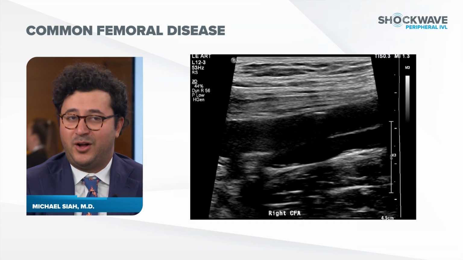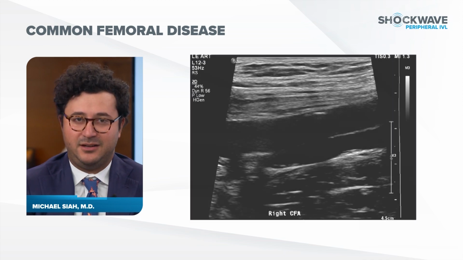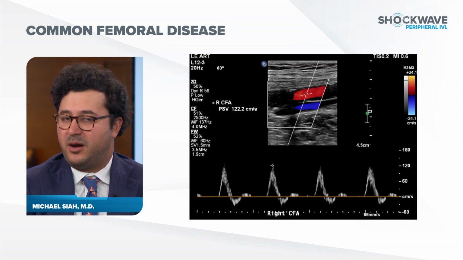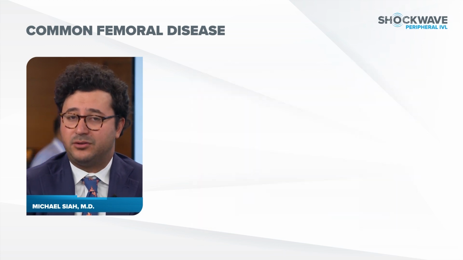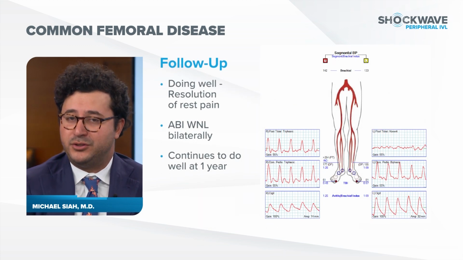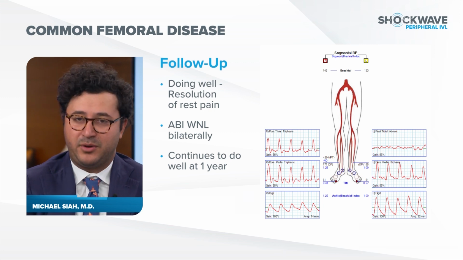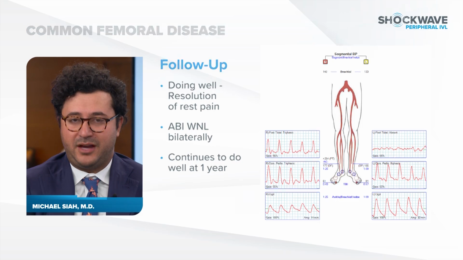More impressively, on follow-up duplex, it's as if there was no calcific disease there, with excellent waveforms in that right common femoral artery at 1 month. And he continues to do well bilaterally at a year, with an ABI of 1.2 on the right, which previously was non-compressible, and an ABI that remains 1 on the left. So this is a great example of how this technology can work in areas historically reserved only for surgery.